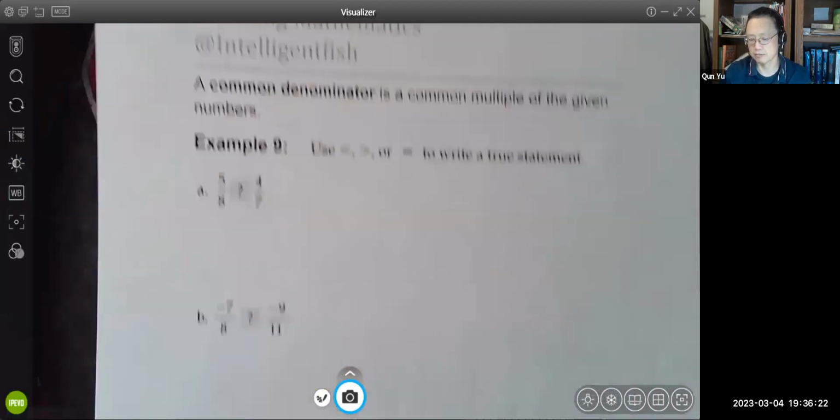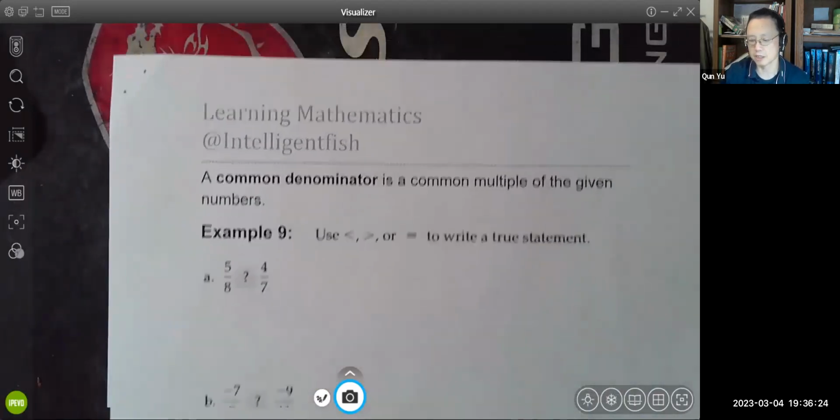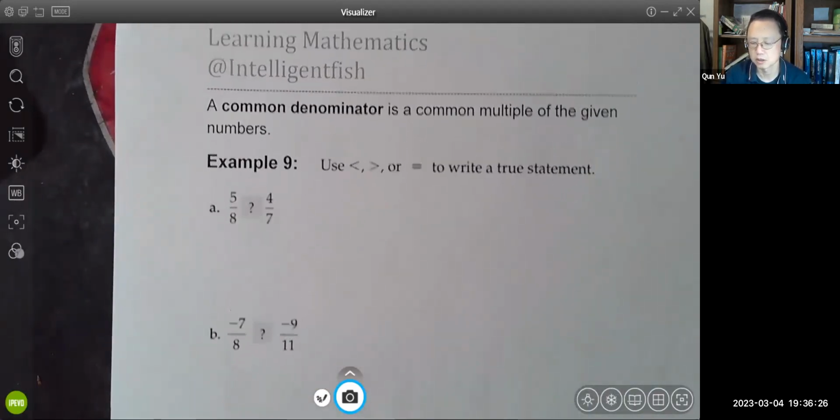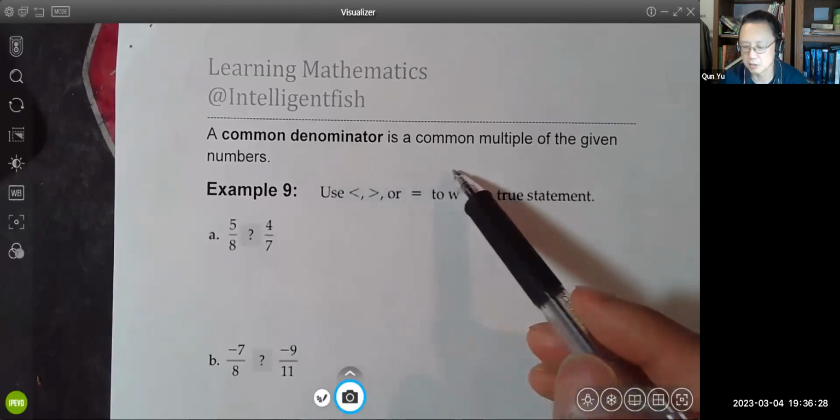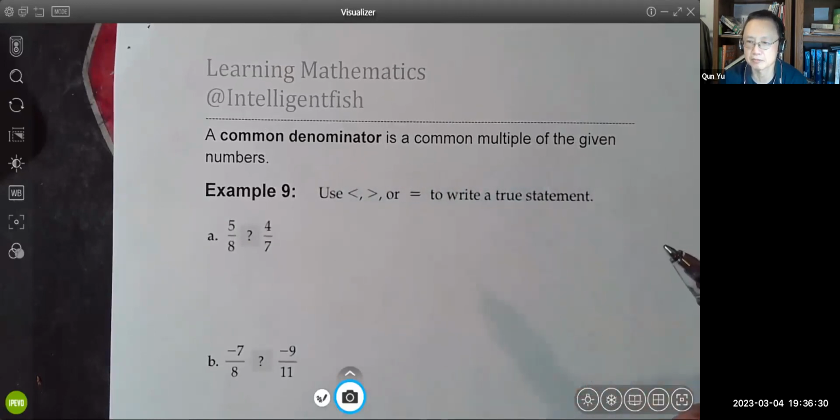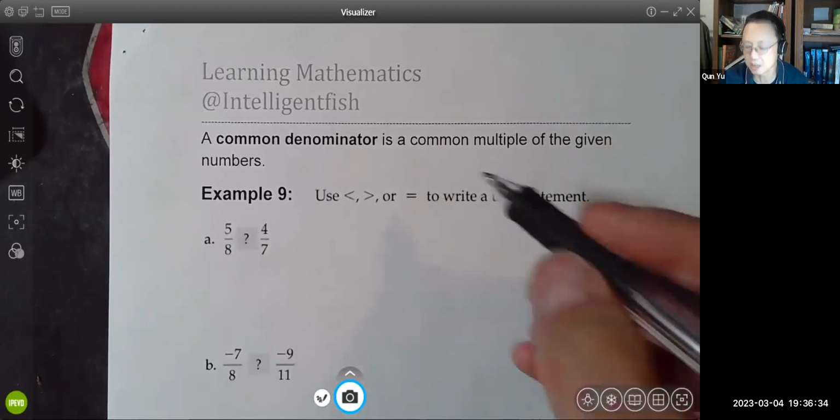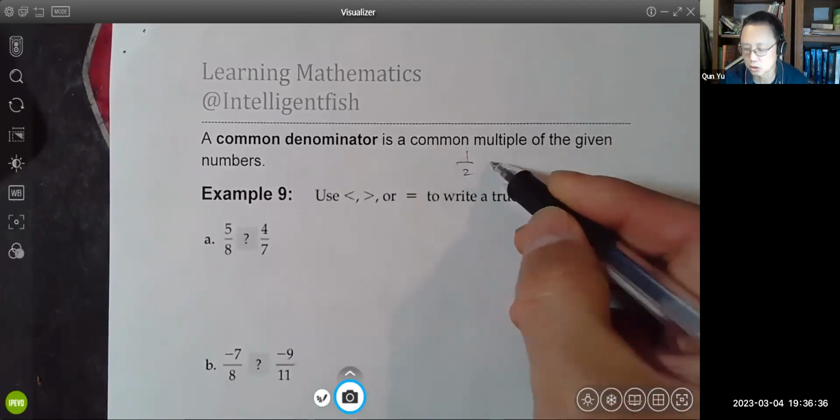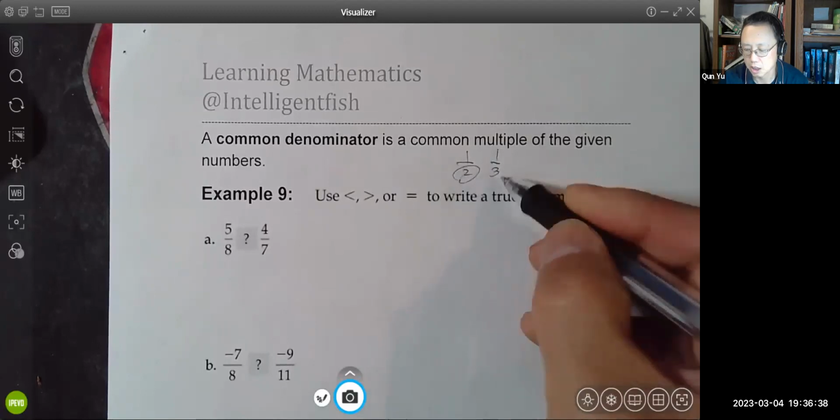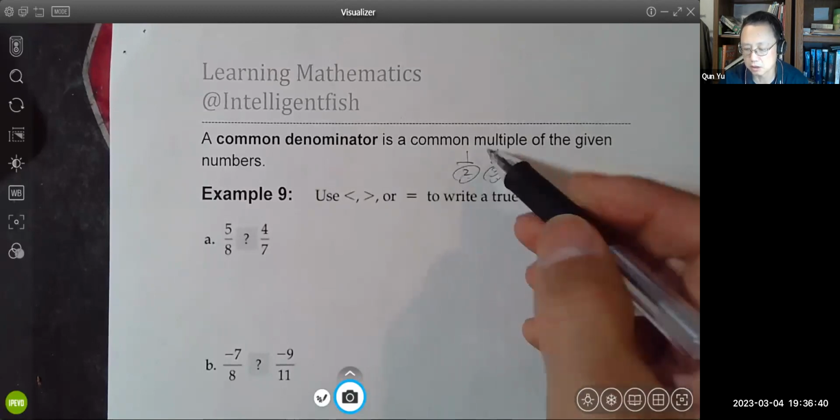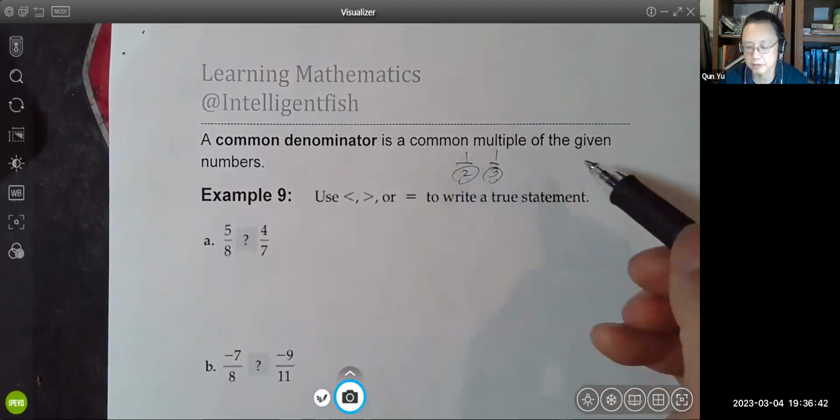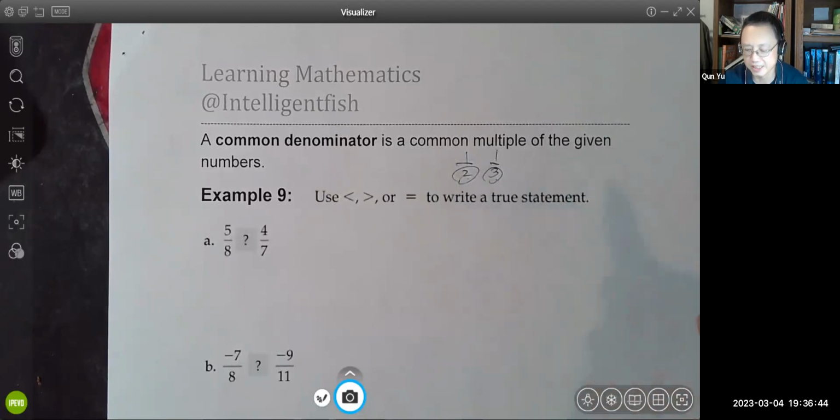Okay, now we are going to do some examples. A common denominator is a common multiple of the denominators. Not just any given number, but a common multiple of the denominators of these two fractions, not the other numbers on the top. Okay, a common multiple of the denominators.